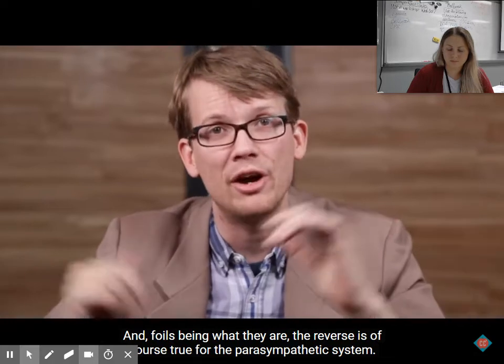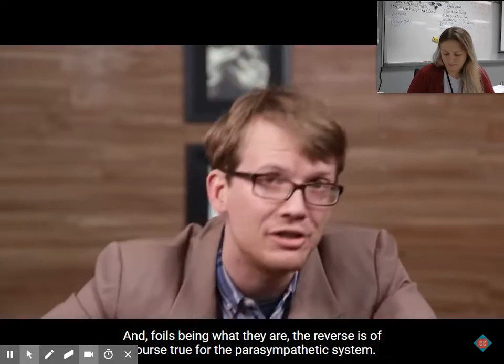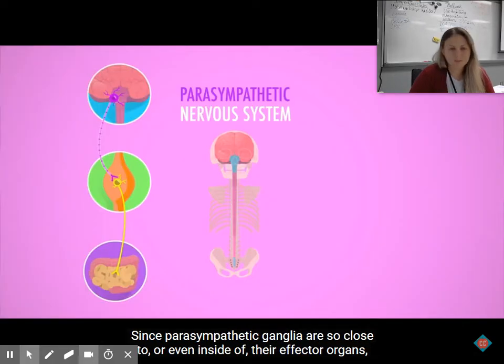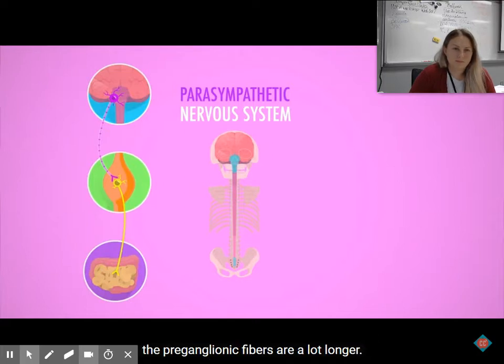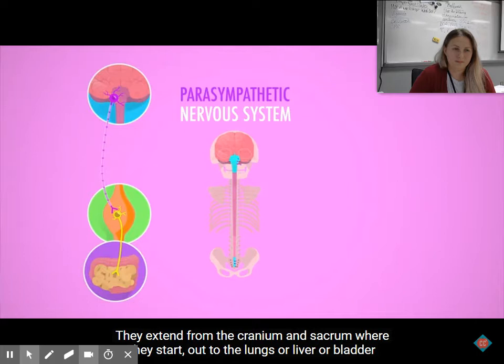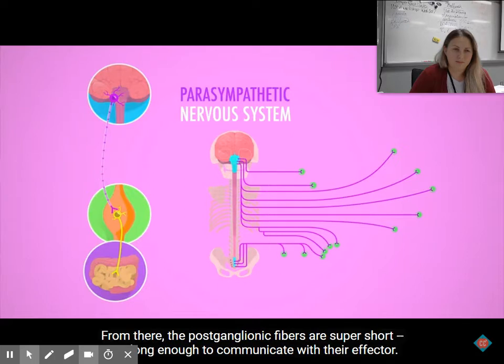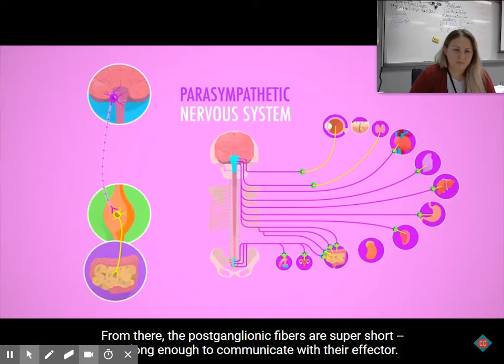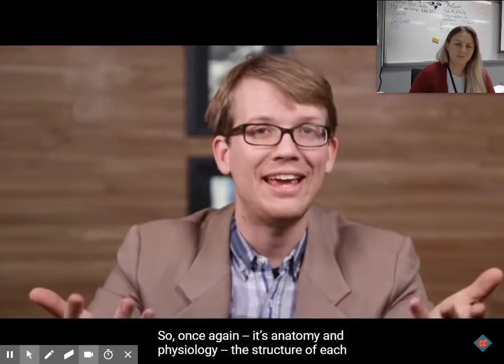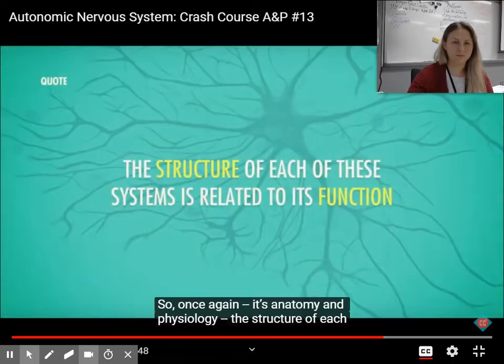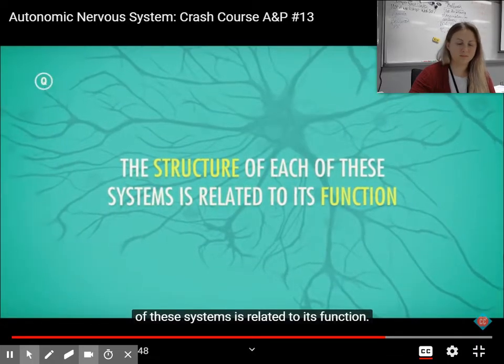And foils being what they are, the reverse is of course true for the parasympathetic system. Since parasympathetic ganglia are so close to or even inside of their effector organs, the preganglionic fibers are a lot longer. They extend from the cranium and sacrum, where they start, out to the lungs or liver or bladder, wherever their effector is, where they reach their ganglion. From there, the postganglionic fibers are super short, just long enough to communicate with their effector. So once again, it's anatomy and physiology. The structure of each of these systems is related to its function.